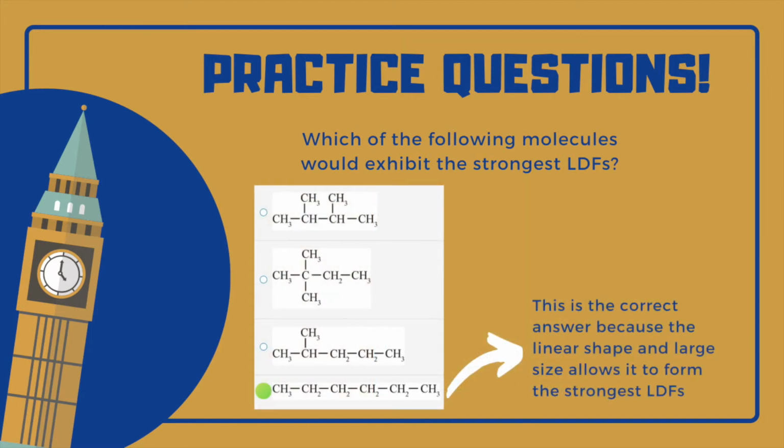The correct answer is the last one, because the linear shape and large size allows the molecule to form the strongest LDFs.